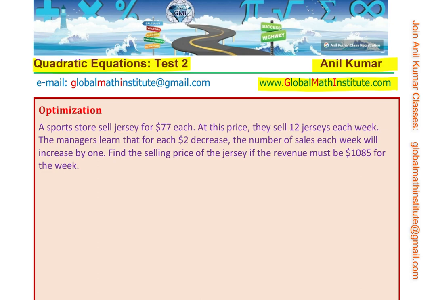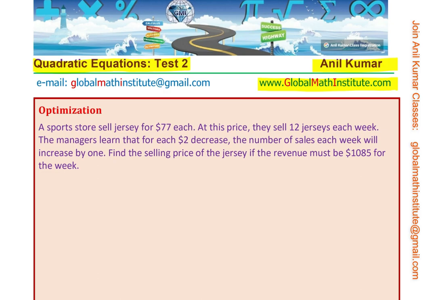The question here is, a sports store sells jerseys for $77 each. At this price, they sell 12 jerseys each week. The managers learn that for each $2 decrease, the number of sales each week will increase by 1. Find the selling price of the jersey if the revenue must be $1085 for the week, right?